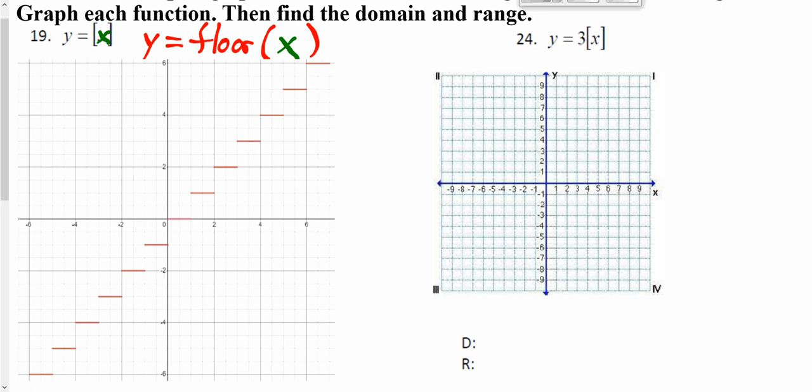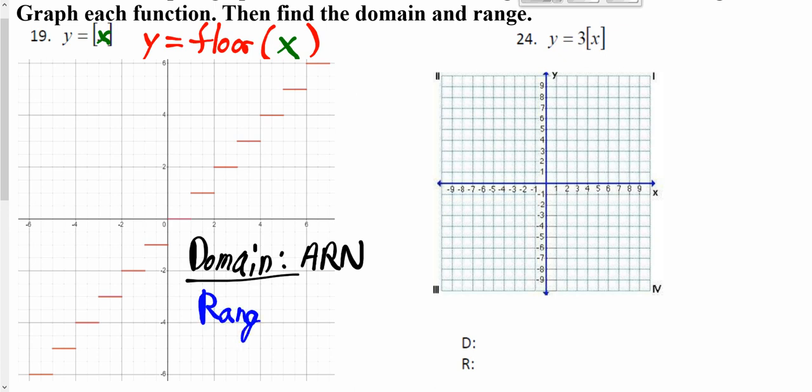Now, your domain, you're asked to find. So we're going to say domain. Now, your graph does continue on in both directions. We only can see part of it. So it would eventually go to the right forever, so it's all real numbers. Your range, it does go up forever, does go down forever, but it has gaps. Here you're getting out a height of 0. Here you're getting out a height of 1.